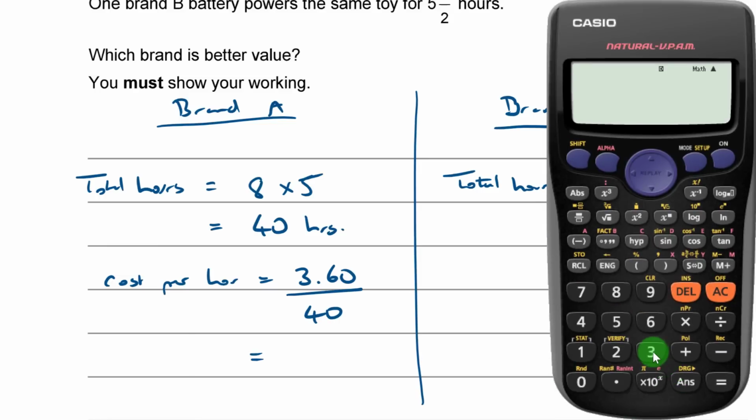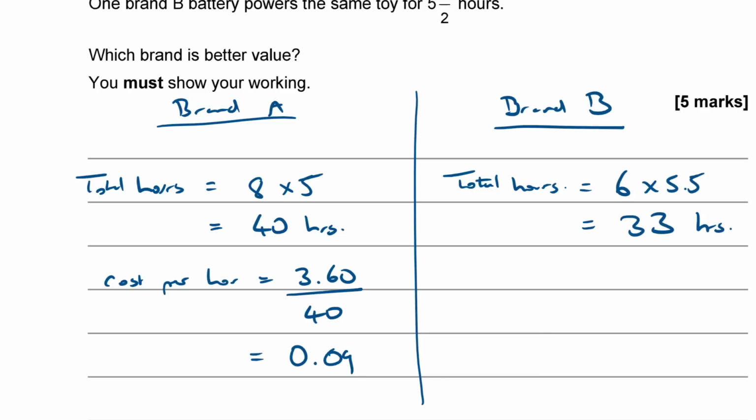So, putting up the calculator, £3.60 divided by 40 hours. That comes out to be 0.09 or 9 pence. So that's going to cost 9 pence per hour of fun that you have with your toy there. Let's have a look at the other one. Cost per hour.